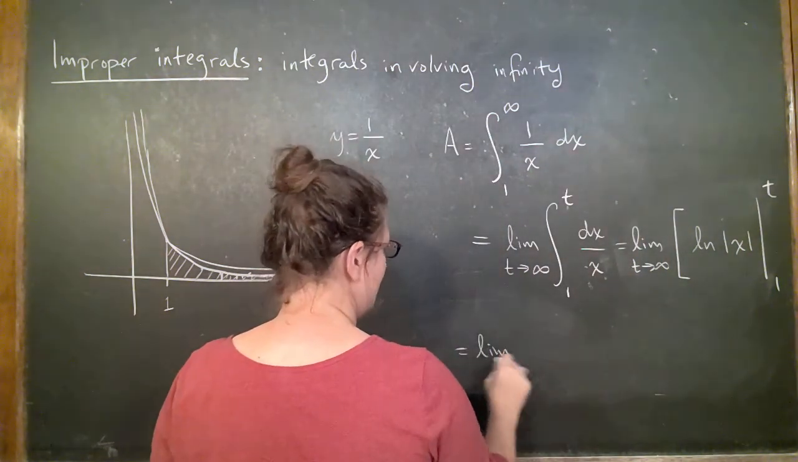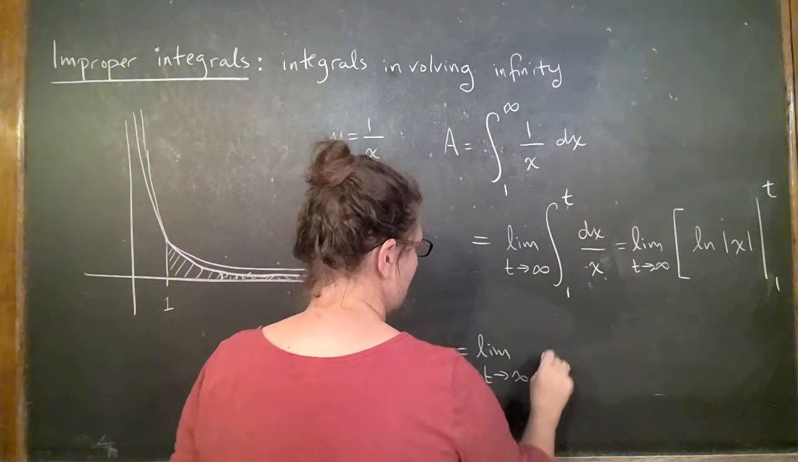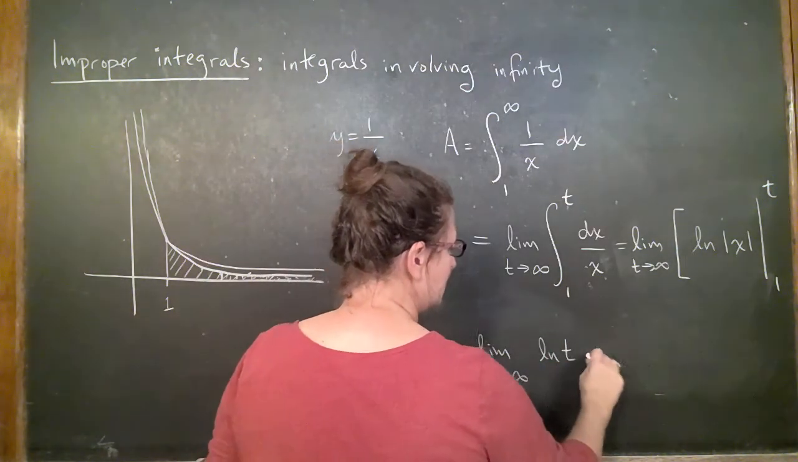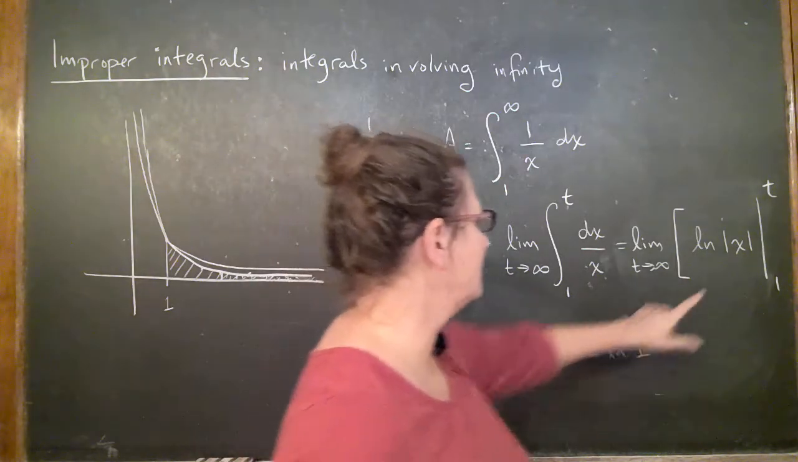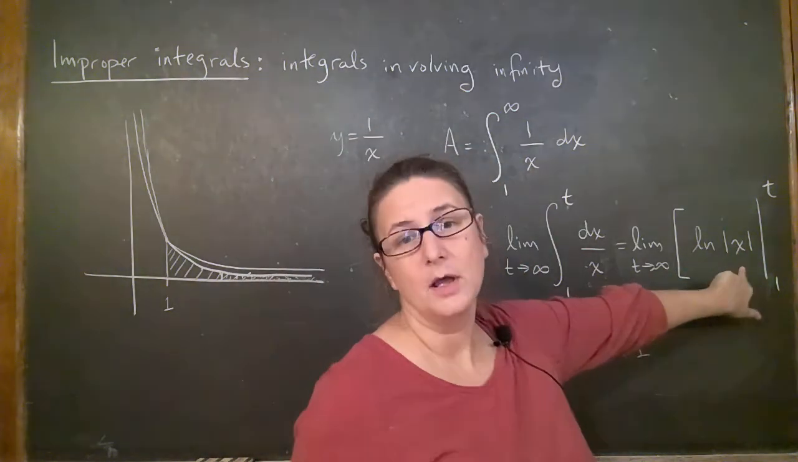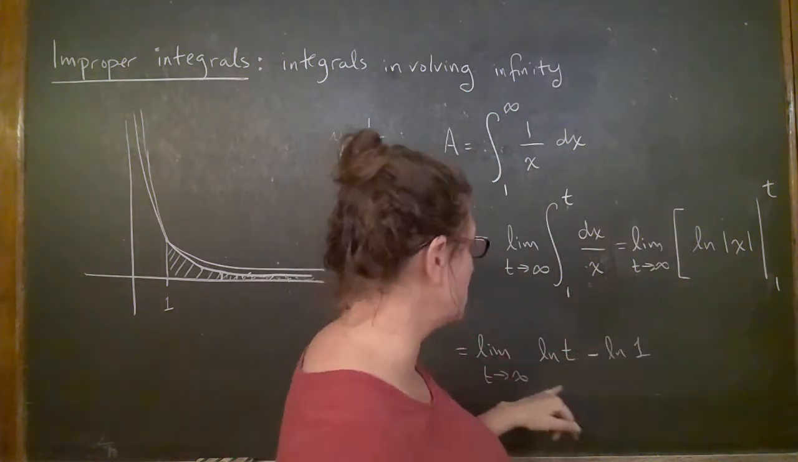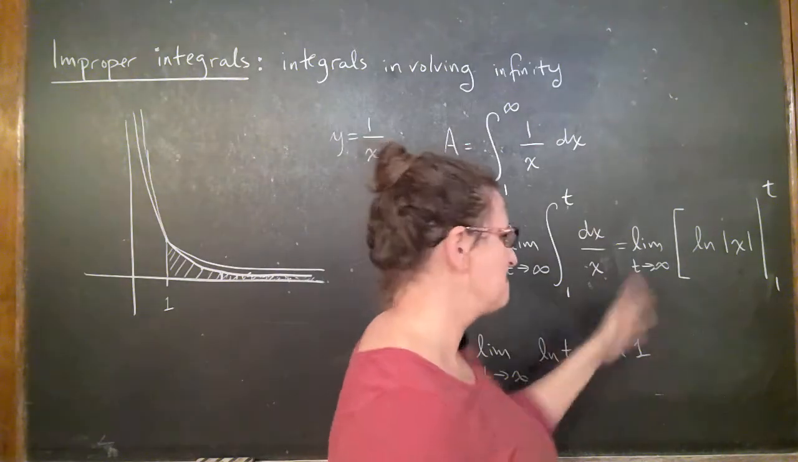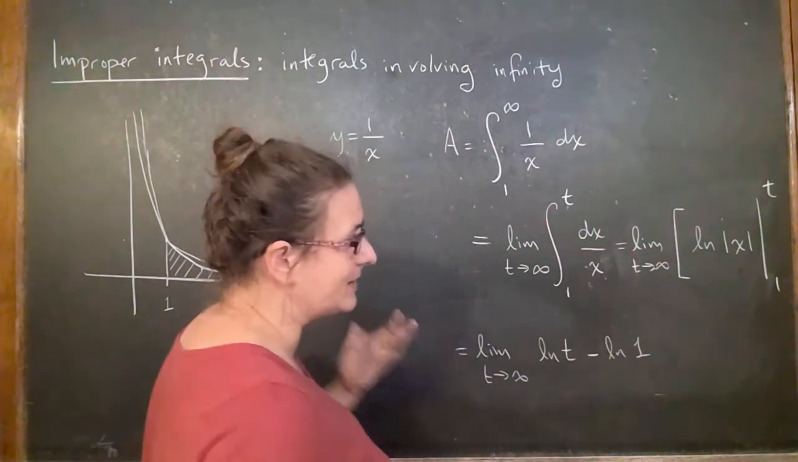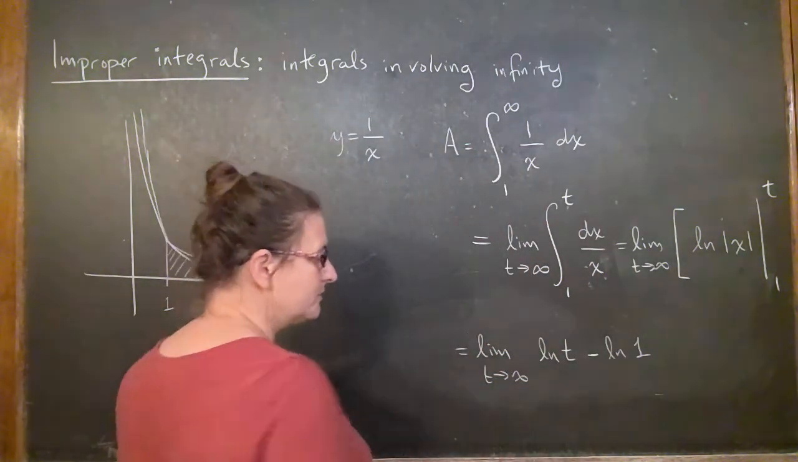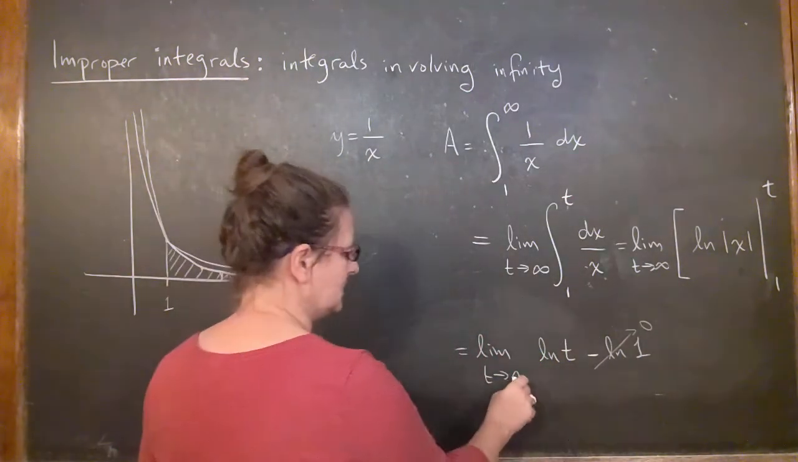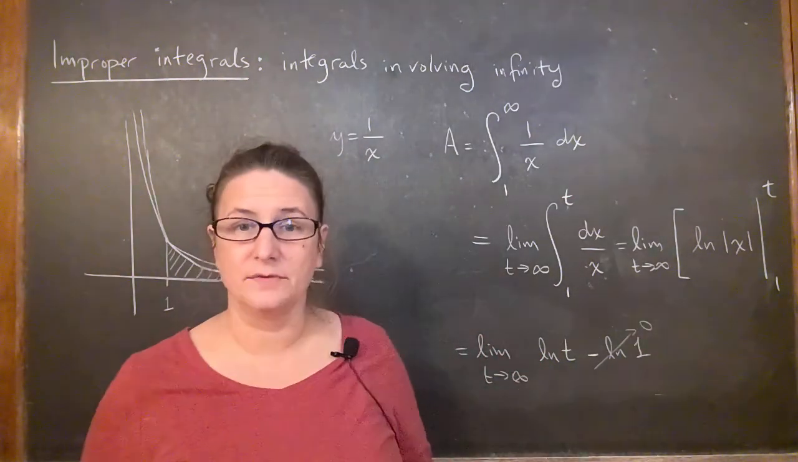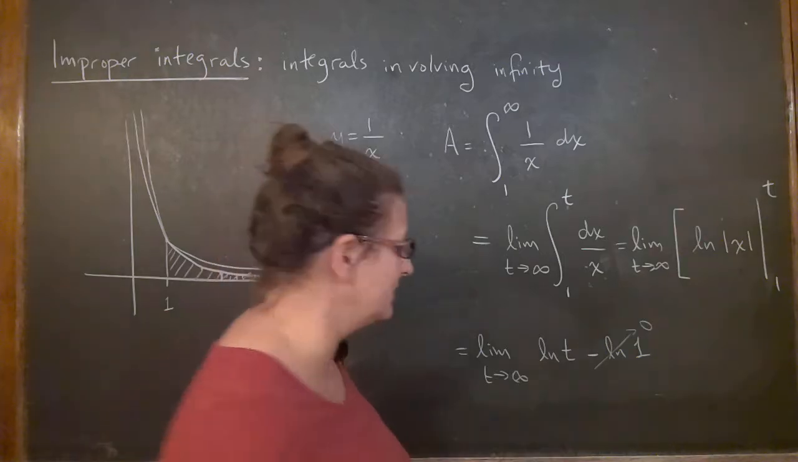So I have the limit as t goes to infinity of natural log of t minus natural log of 1. I should have an absolute value, but t is always positive. This is always positive inside because I'm going out to infinity, so I can drop that absolute value. This one is 0, but this is the limit as t goes to infinity of natural log of t. Well, you know that's going to infinity.